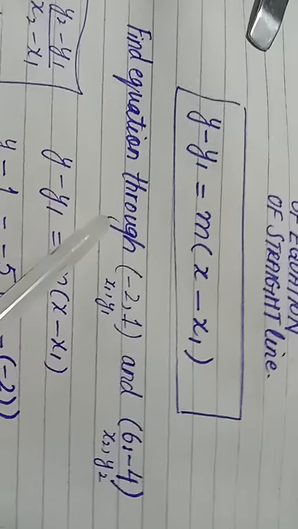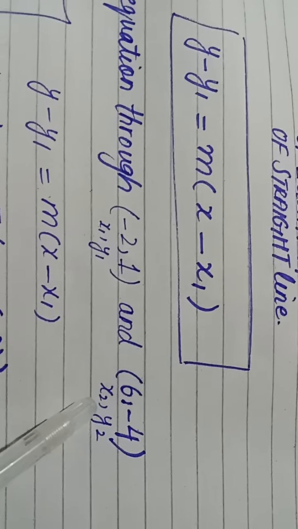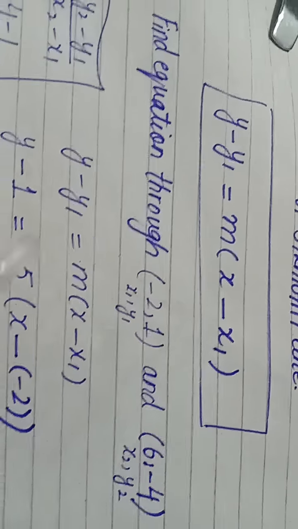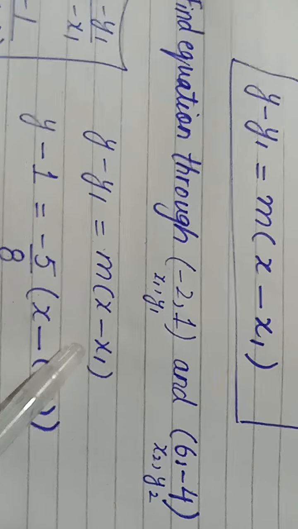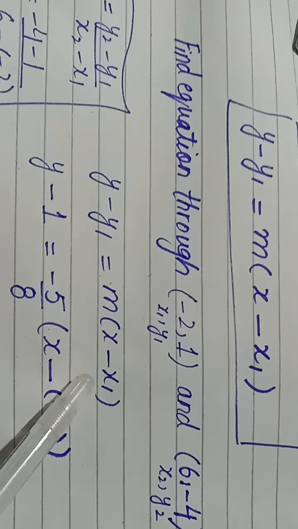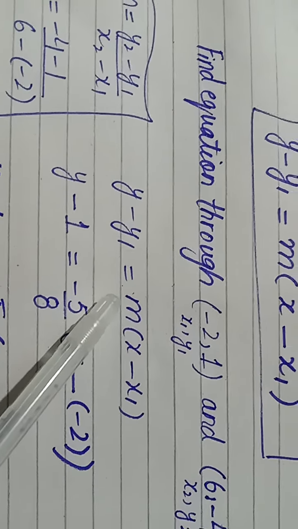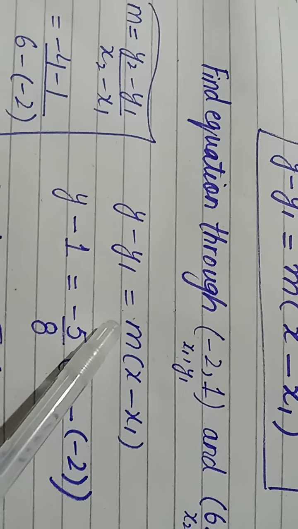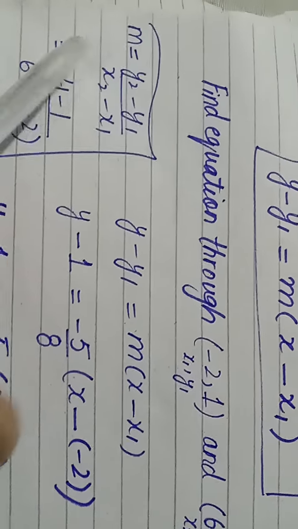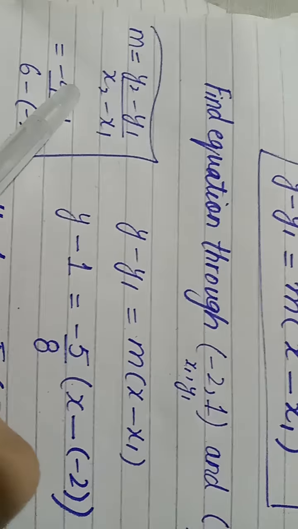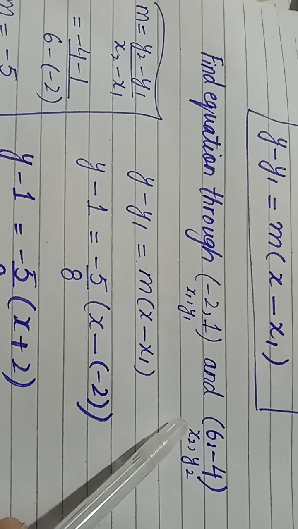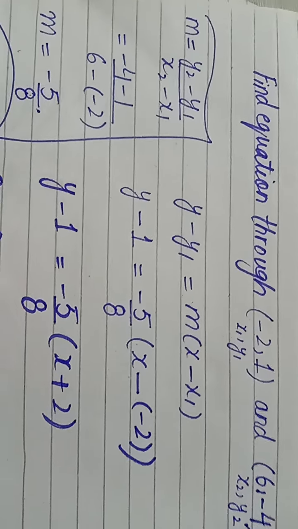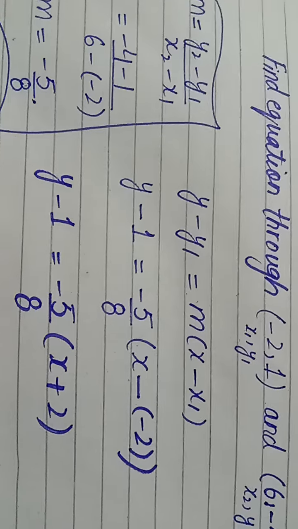We are given a question: find an equation through this point and this point, represented by x1, y1 and x2, y2. Present your formula over here: y minus y1 is equal to m into x minus x1. In the previous lectures, I have already defined what m is. M is the slope of the line. Is it flat, straight, vertical, horizontal? You have to find the slope m by this formula: y2 minus y1 over x2 minus x1. Put the values of y2 minus y1 divided by x2 minus x1 in order to get the slope, that is minus 5 by 8.